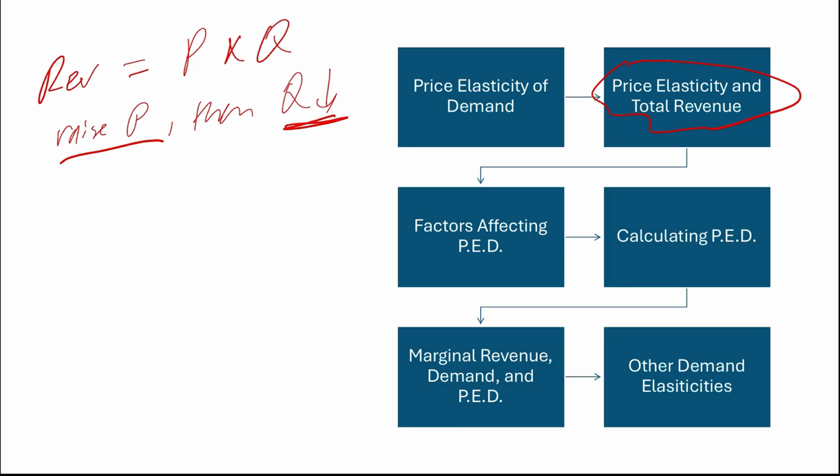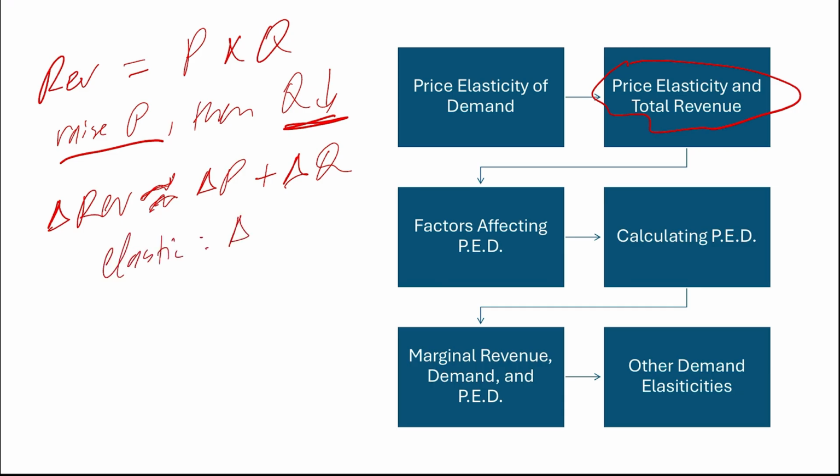And so it turns out that we could write it out like this as well, that our change in revenue is roughly equal to change in price plus the change in quantity. And so if we have really elastic demand, then the change in quantity is going to be greater than this change in price. If it's inelastic, we're going to expect this change in quantity to be less than the change in price. Or we can think about this as percentage changes, I guess.